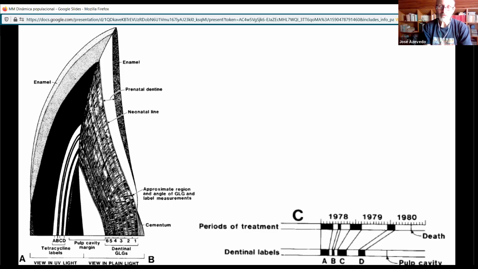For most methods, you need to kill the animal to know its age, right? So normally age determination is done after the animal is dead, and this can be done using basically three techniques. The first one is using teeth.